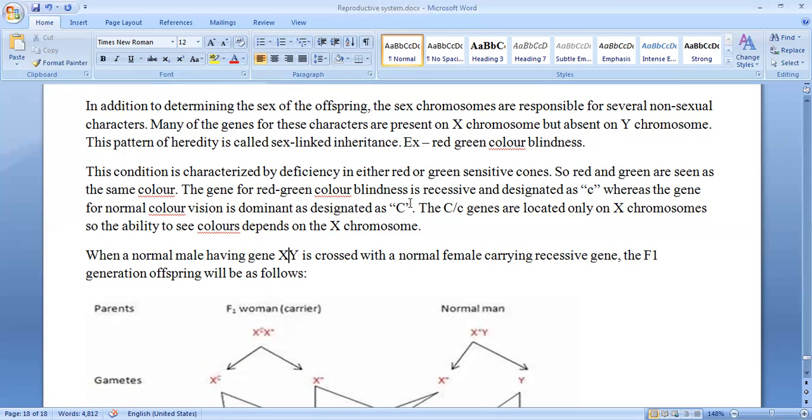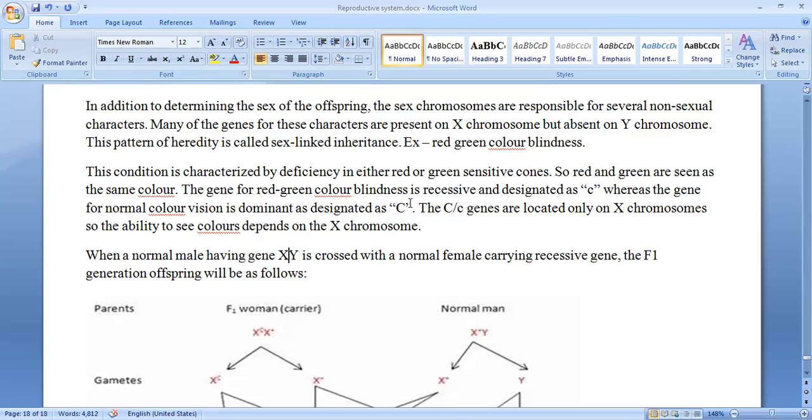So because of that, they cannot make out the difference between red and green, and both will appear the same color to them. So this gene for red-green color blindness is the recessive gene, and it will be designated as small c, and the gene for normal color vision will be capital C. Now these genes, whether it is a capital C or a small c, are located only on the X chromosome. So they will not be found on the Y chromosome, right?